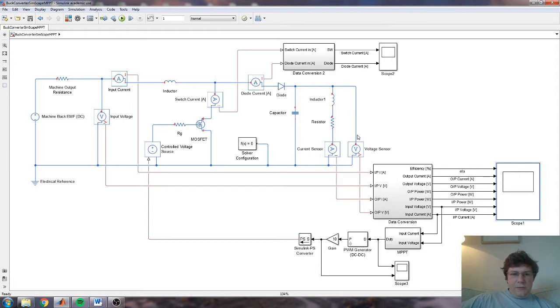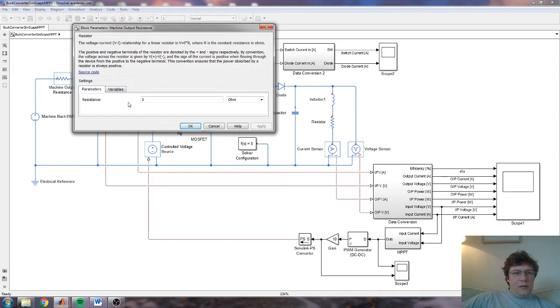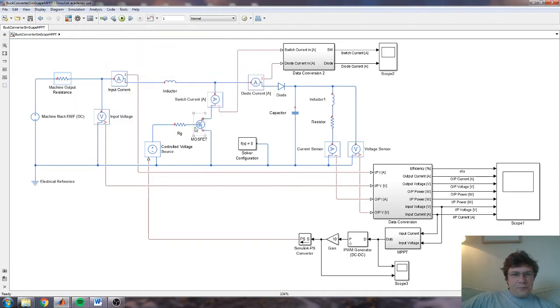And in the case that we've got in front of us, I presuppose a brushed DC machine, just because it's simple, and it's got a certain output resistance, and I think I made it 3 ohms, which is not implausible, perhaps a little bit high, but it doesn't really matter, it's just an example.